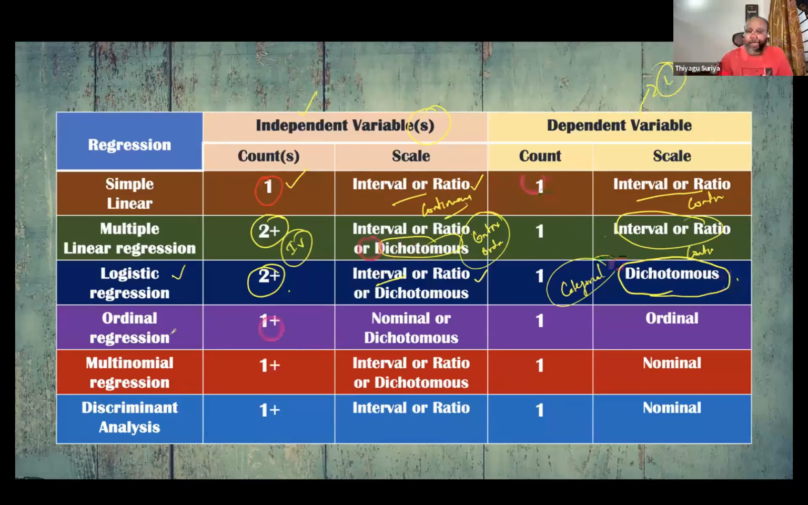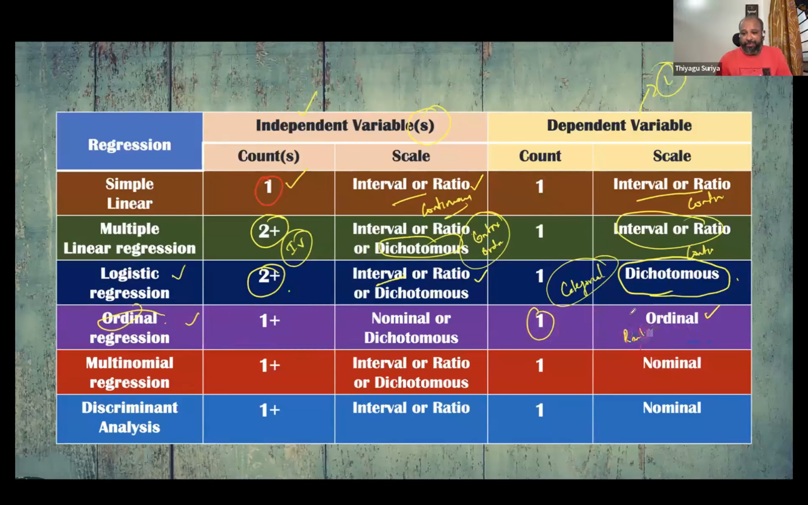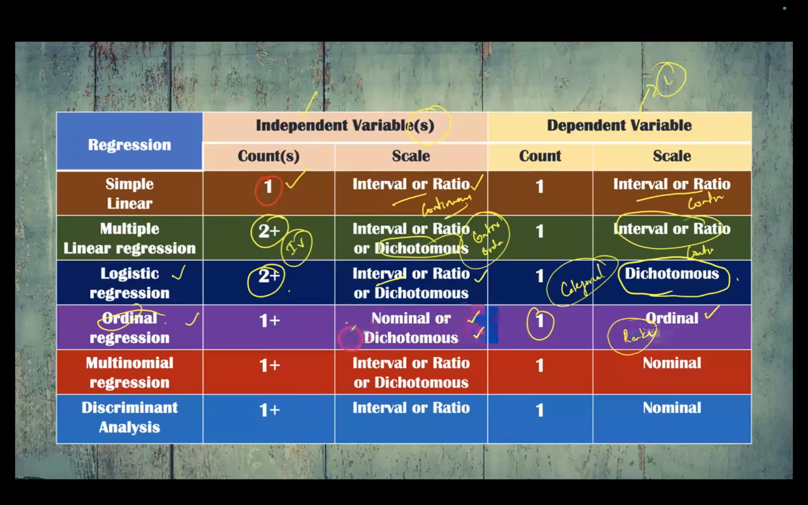The other one is called ordinal regression. So automatically your dependent variable should be ordinal. Ordinal means what? Ranking, rank basis. Then the independent variable should be nominal. Therefore, what is the meaning? Both the independent variable and the dependent variable are categorical in this case.